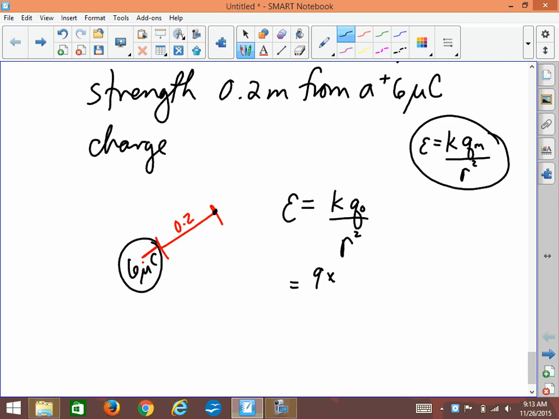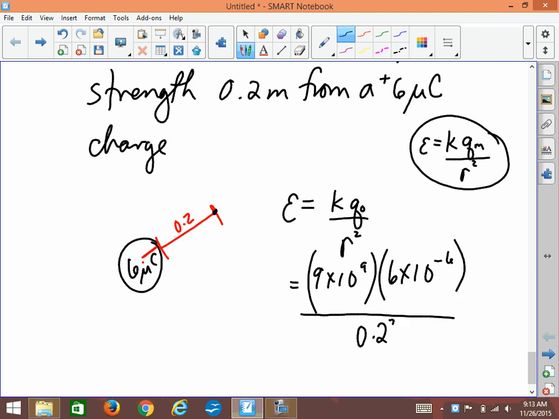So 9 times 10 to the 9 for the k. And of course, the charge is 6 microcoulombs, so 6 times 10 to the negative 6 coulombs, and 0.2 squared. Then we crunch the numbers. 9 times 10 to the 9 times 6 times 10 to the negative 6, divided by 0.2 squared. It's a huge number. The answer I got was 1.35 times 10 to the 6, so 1,350,000 newtons per coulomb.